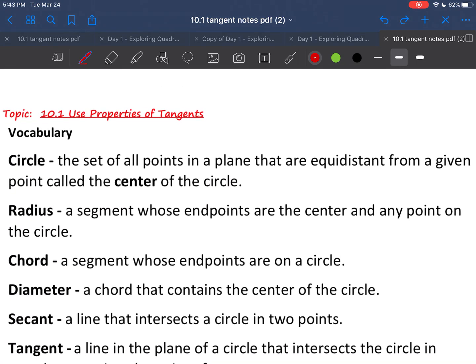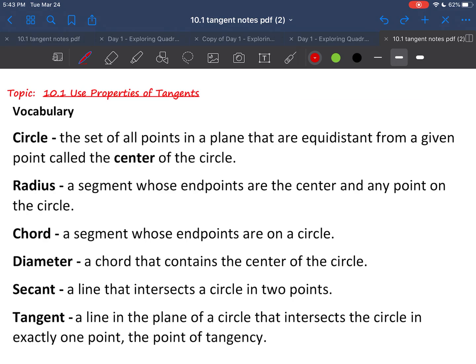I am going to highlight the definition. So if you are taking notes, if you were able to print the note packet, or you're just writing in your notebook, feel free to pause this video as you write things down.